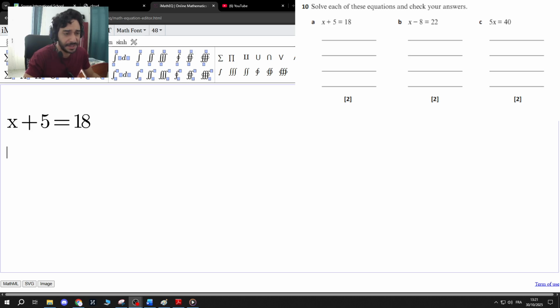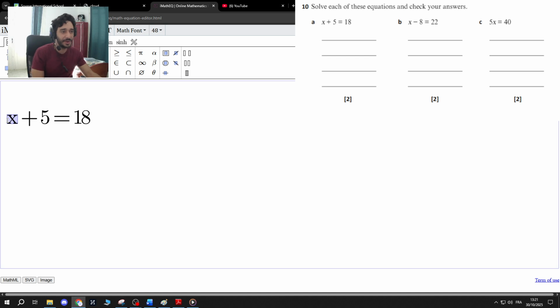Now, question 10 is demanding that we solve each of these equations and check our answers. Before we tackle this question together, and trust me, it is a very easy one if you know what you're doing, let's first discuss what solving an equation means. Solving an equation simply is finding what this x is.